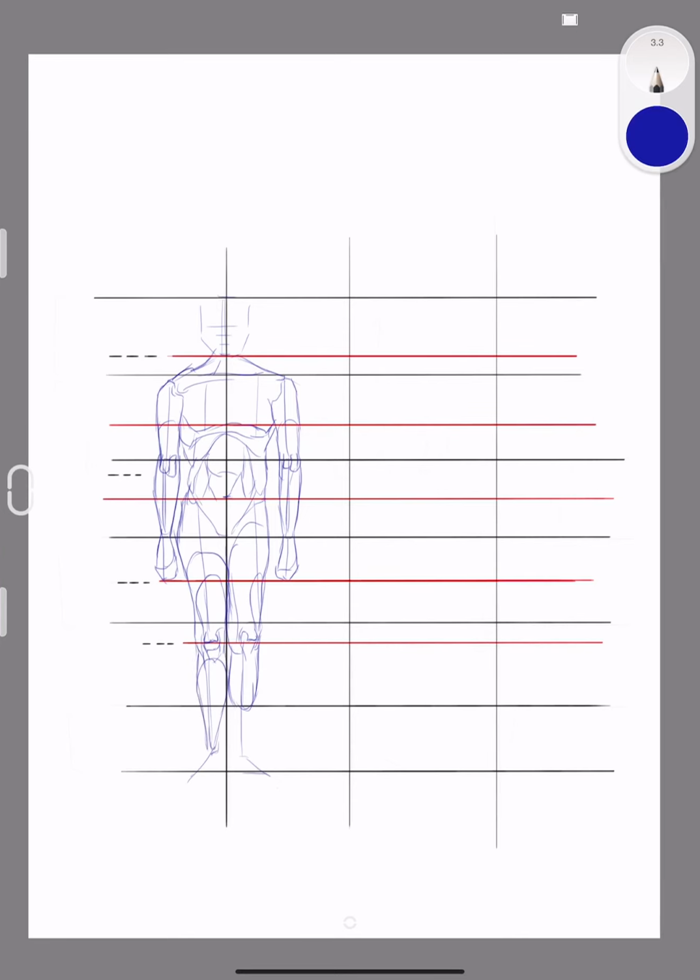Remember, always we draw hands and feet bigger than what they are, and a key indicational point to know where the big toes are is looking at an angle from knee to big toe.